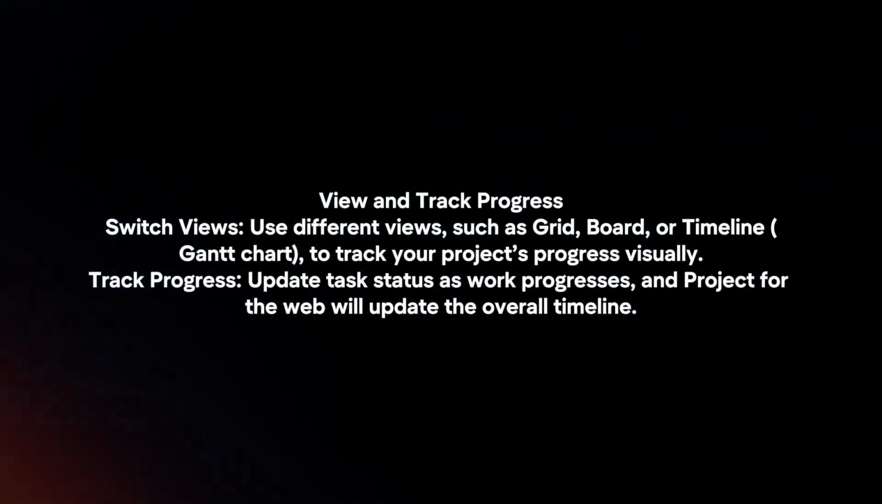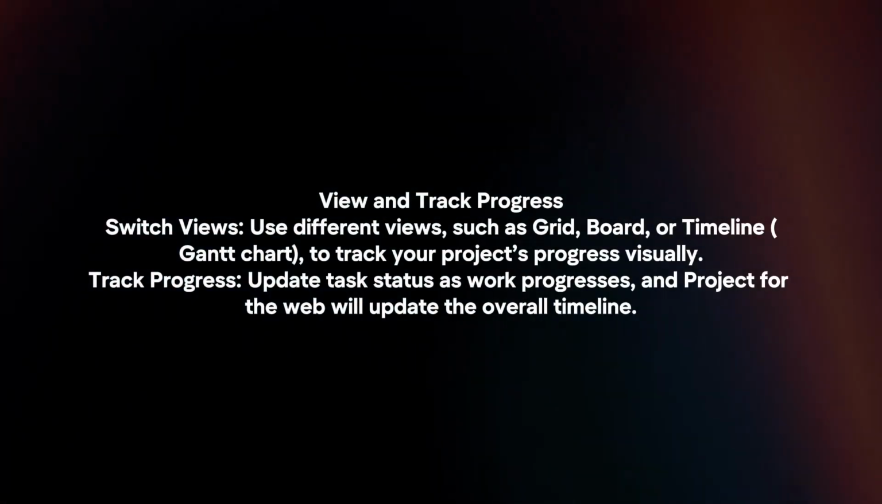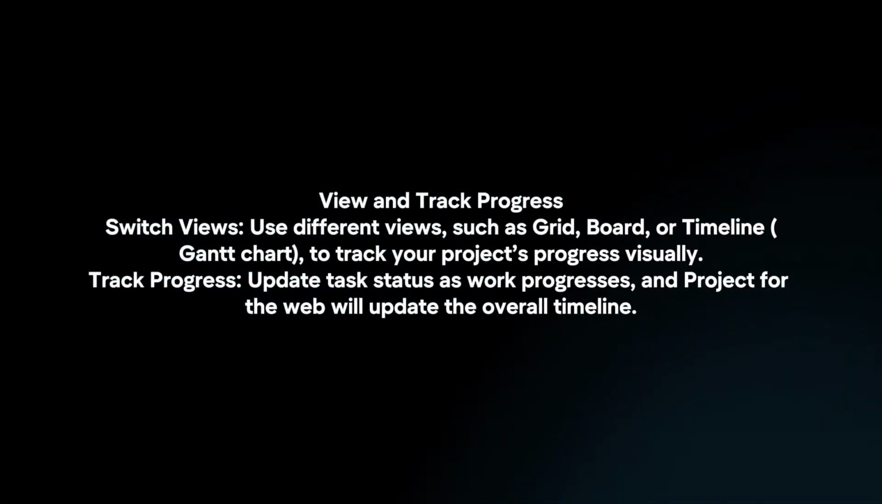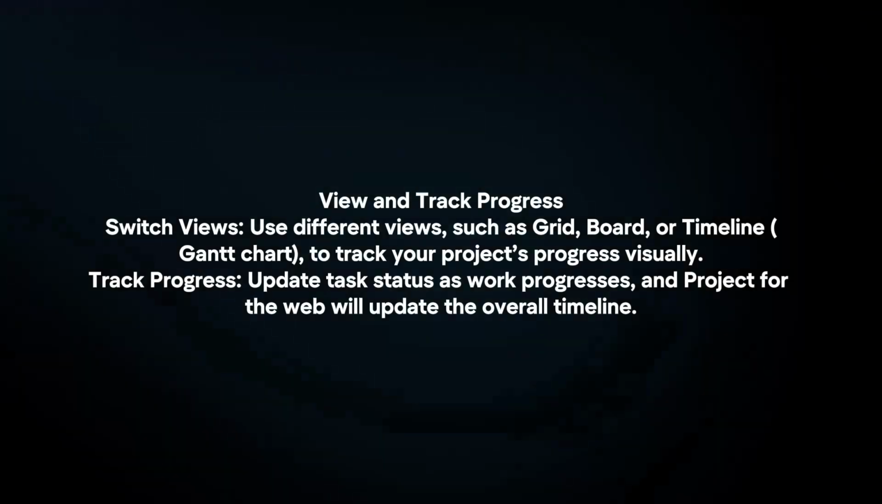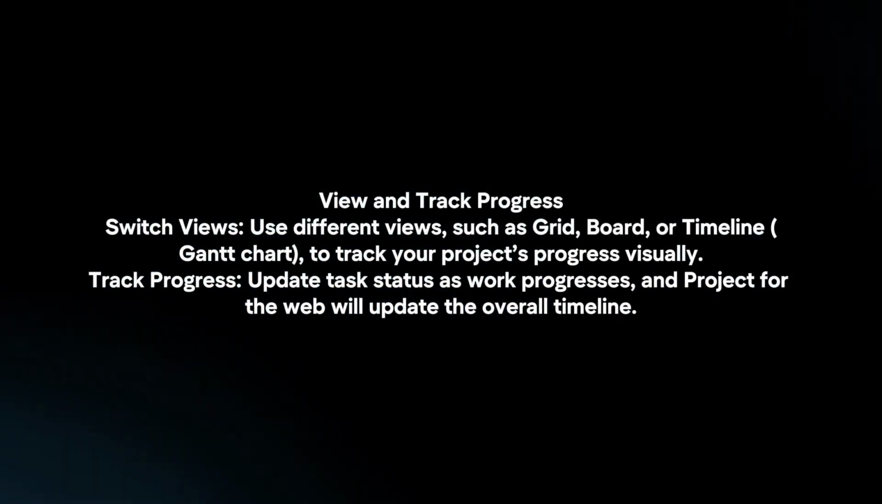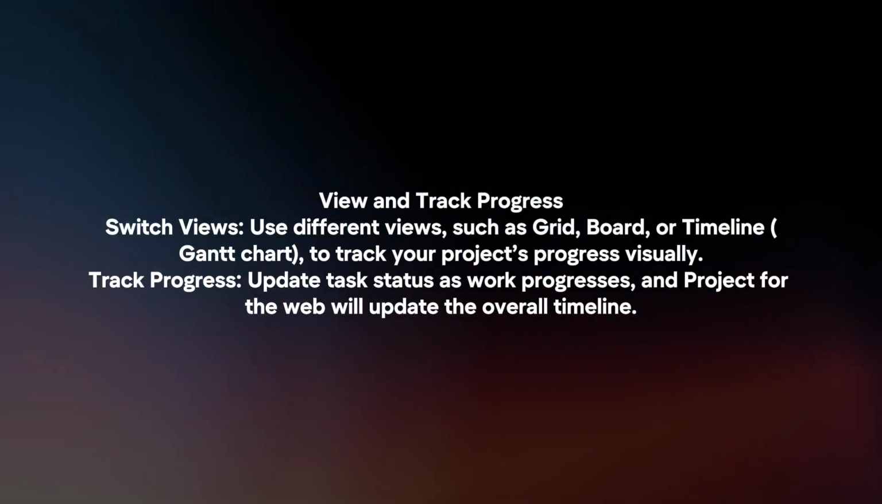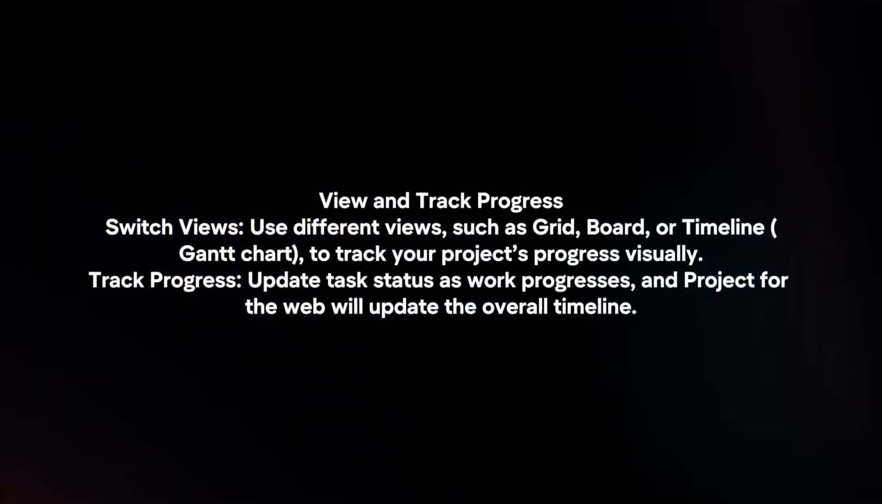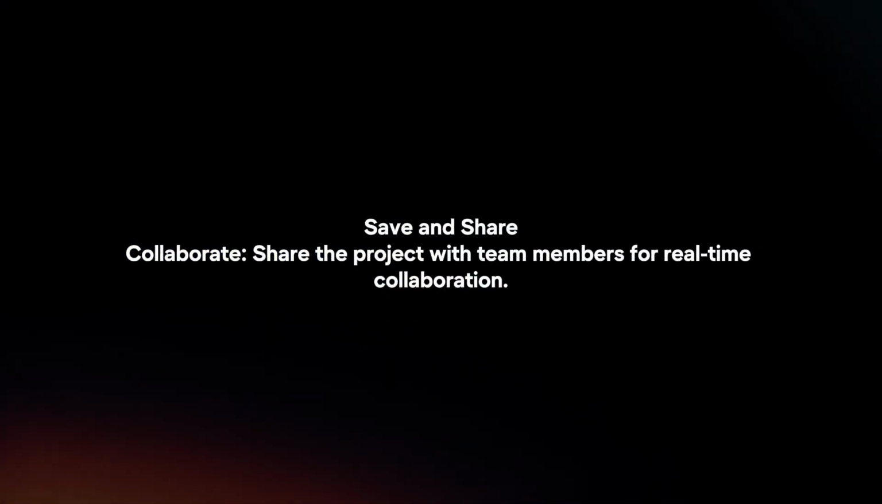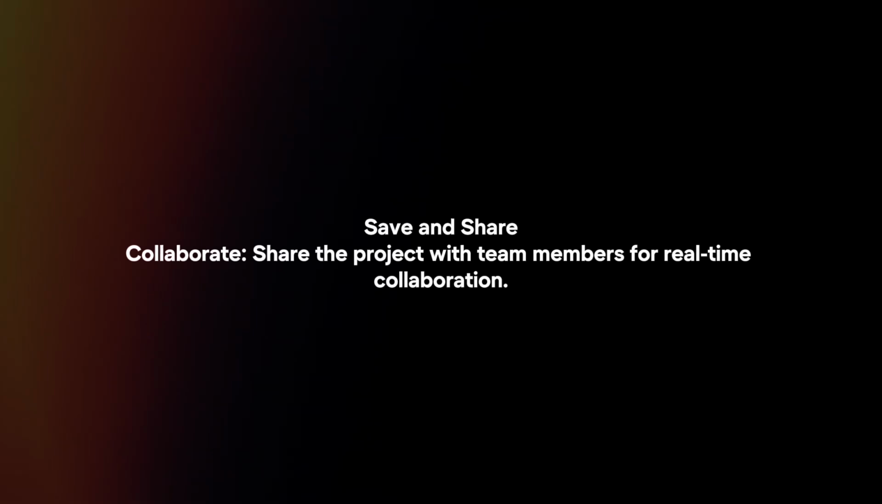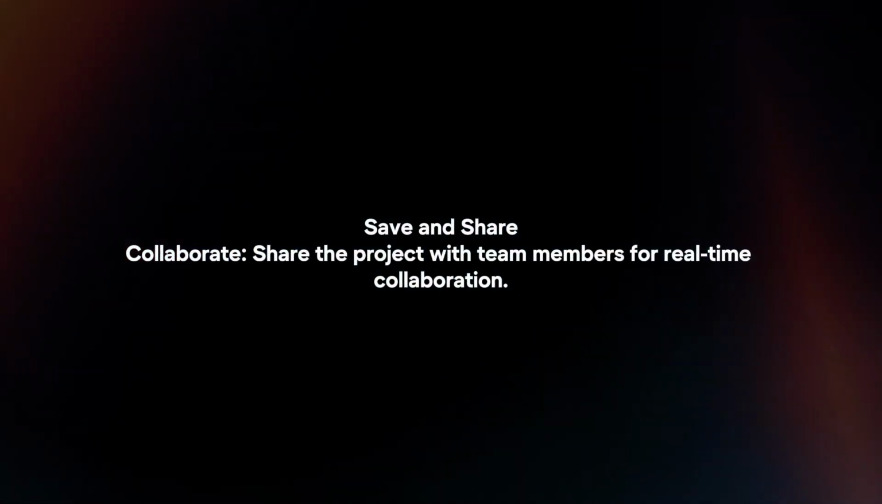View and track progress. Switch views. Use different views such as grid, board, or timeline to track your project's progress visually. Track progress. Update task status as work progresses, and Project for the Web will update the overall timeline. Save and share. Collaborate. Share the project with team members for real-time collaboration.